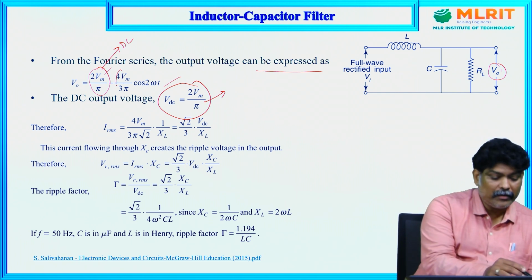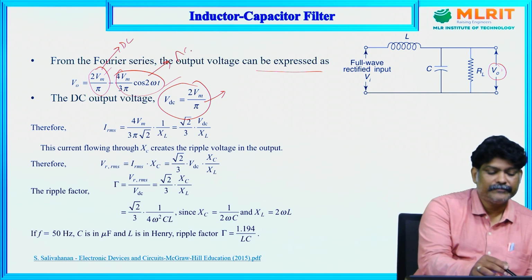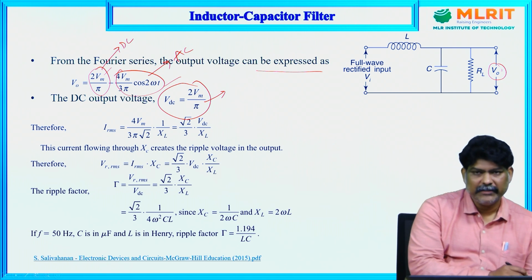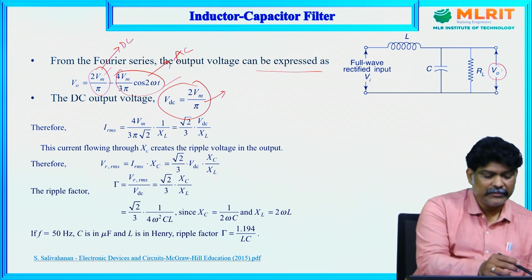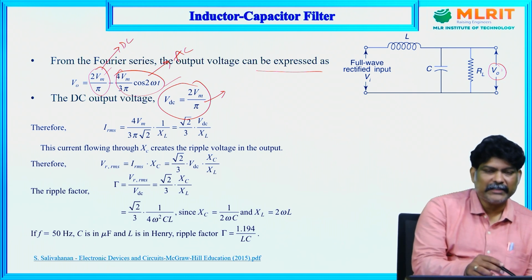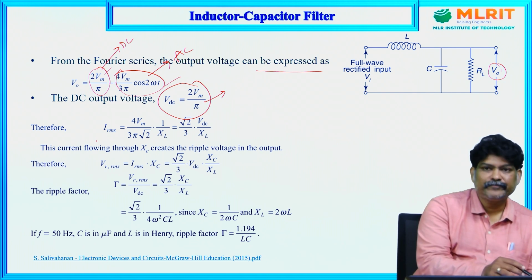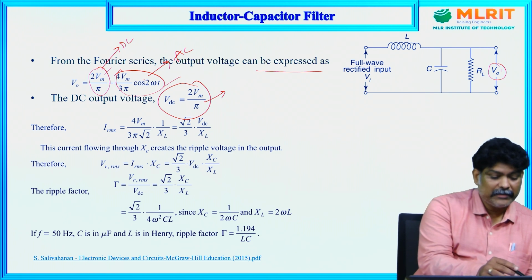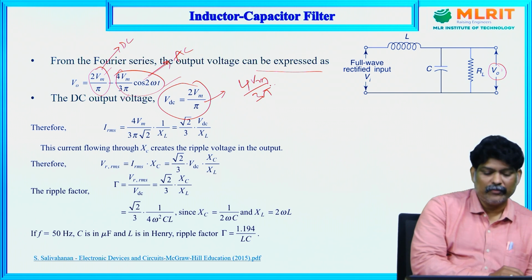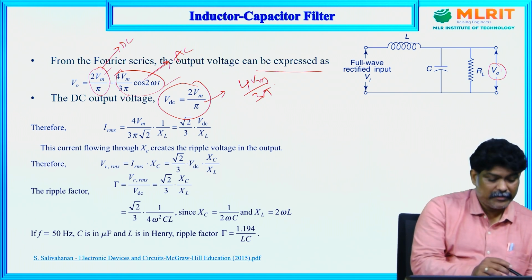The remaining terms are the AC component. Since I already told you the rectified output is a pulsating DC, it consists of both DC and AC. This is VDC and this is the AC component. The amplitude of the AC component is 4 Vm upon 3 pi, which is its peak voltage. From this we can calculate IRMS.